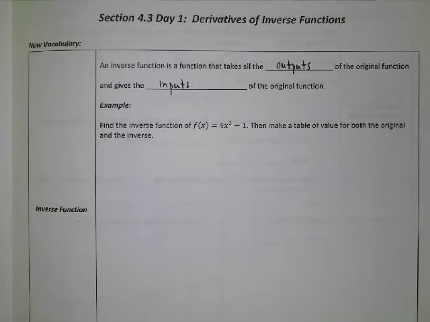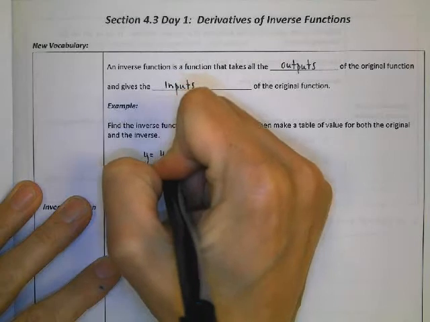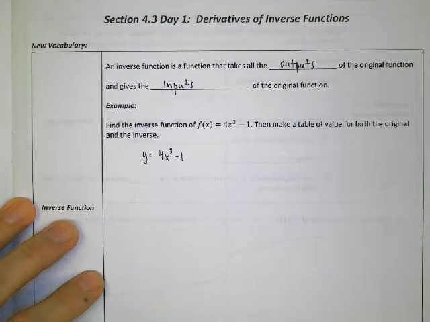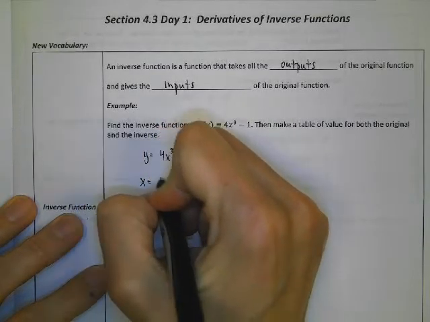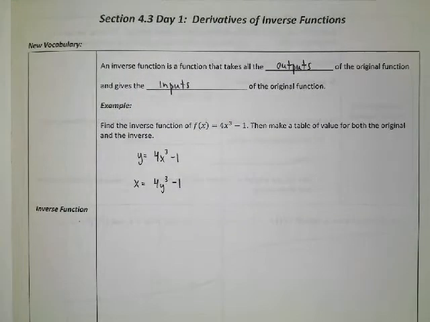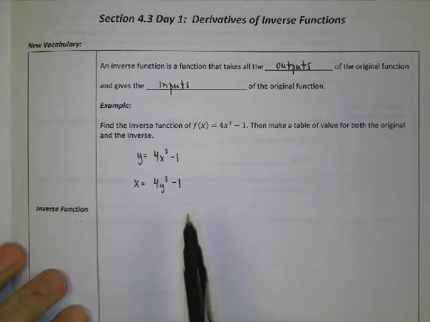So if you think back to pre-calc and even more recently our summer packet, in order to find the inverse, I'm going to rewrite this as y equals 4x cubed minus 1. And we know to find the inverse, we're first going to switch x and y. So I have x equals 4y cubed minus 1. And now my job is to solve for y, and that's going to give me my inverse.